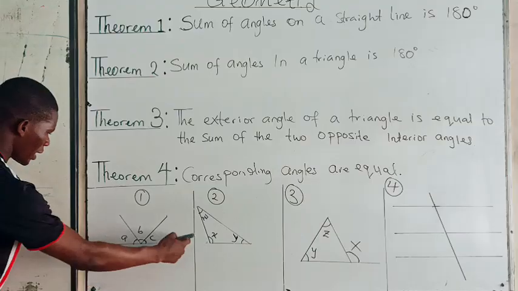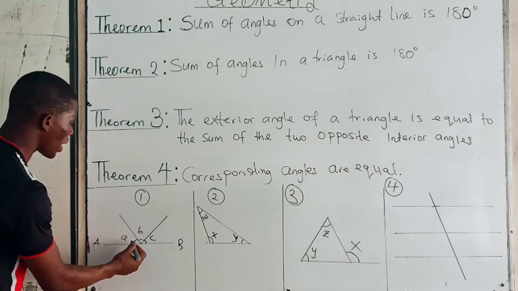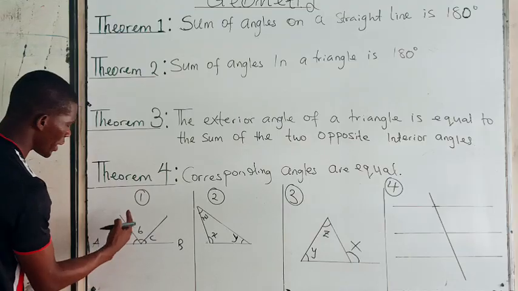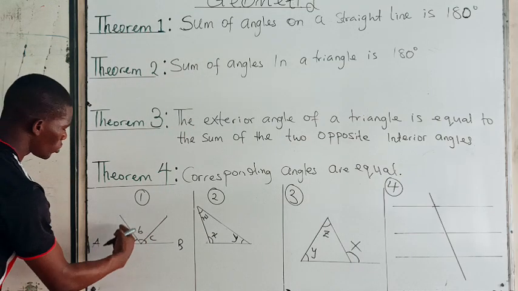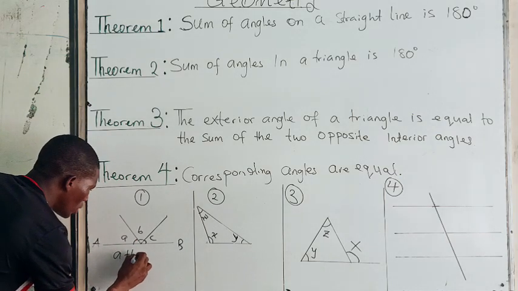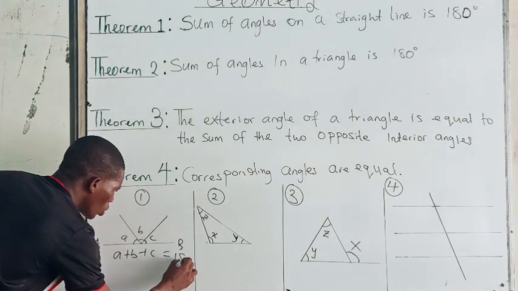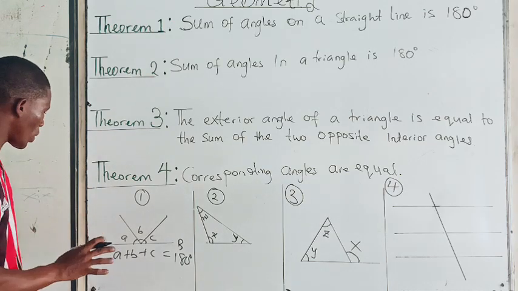So we have this straight line, we call this AB. So this is straight line AB. Then we have angles on this straight line, angle A, B, and C. So the theorem is saying that when we add these angles A, B, C, it equals 180. That means A plus B plus C should give us 180 degrees. That's what the theorem is all about.